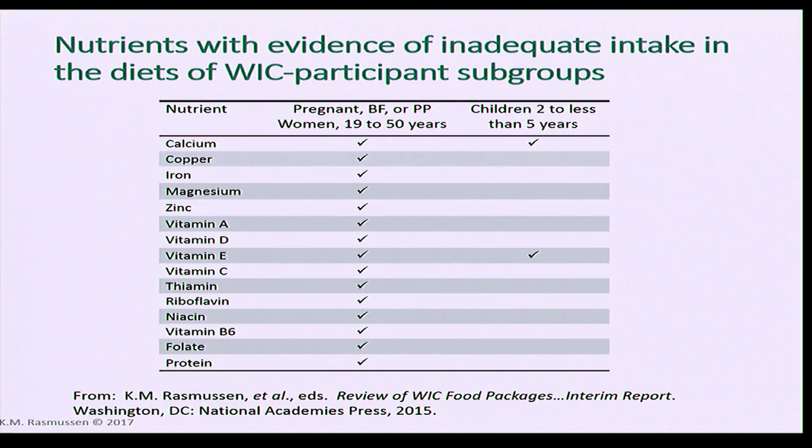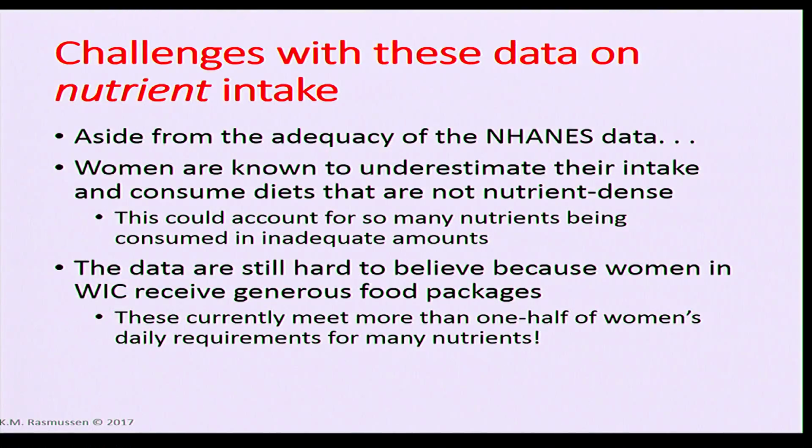And what we see down the left-hand side are all the nutrients with EAR values, and two groups, the pregnant, breastfeeding, or postpartum women, and children from 2 to 5. And it doesn't take a rocket scientist to see that the women here have all those check boxes. So that means for all of these nutrients, more than 5% of the population had inadequate intakes. Not good for the women. For the kids, there are hardly any. Okay, so immediately we have a discordance in the population. That's fine. So now let's look at how we might have that.